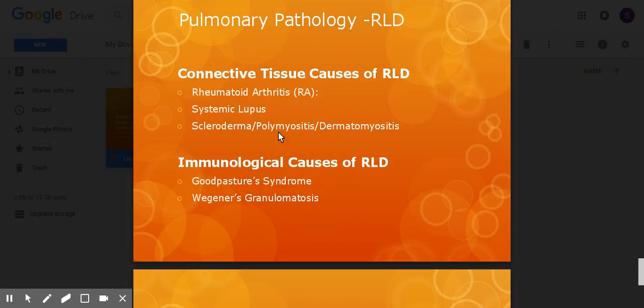Some other conditions include scleroderma, polymyositis, and dermatomyositis. Scleroderma is a condition where collagen replaces normal connective tissues of the lung and results in fibrosing of the tissues, which obviously restricts compliance, which restricts ventilation.